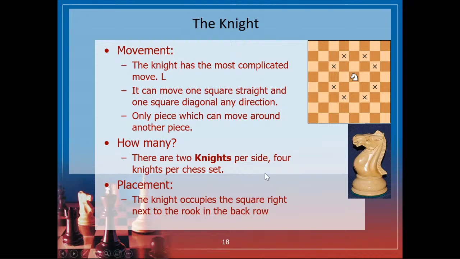So most will probably do the L. You do the long 2 squares, jump a piece, and then left or right. Or you could say 2 spaces, then left or right, or you could do the 1 and then 2, whichever you want to do. Whichever works for you, but just think of an L. There are 2 knights per side, 4 knights per set. Placement: the knight occupies the square right next to the rook in the back row.